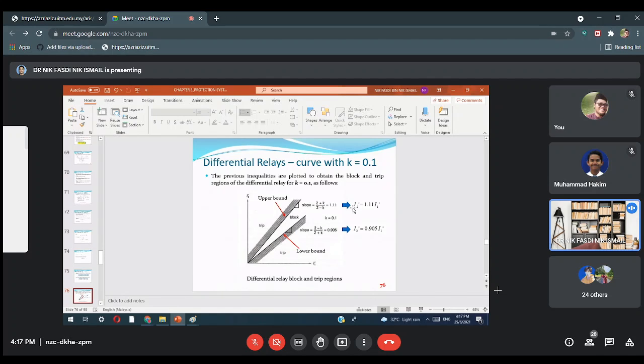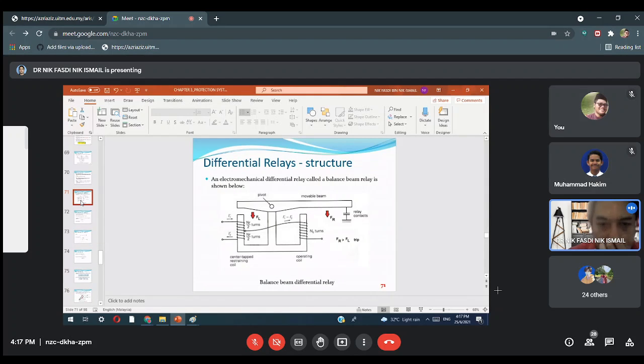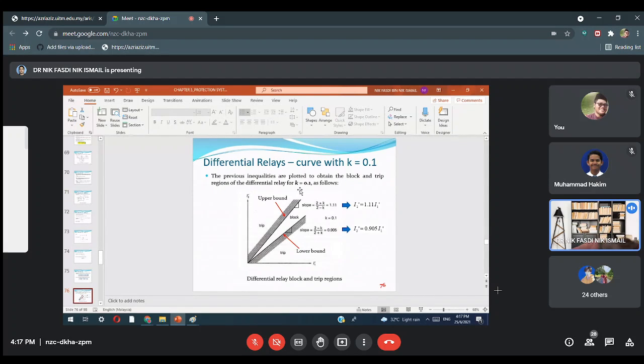In between here is the block region, where it will not turn on. It means if the mismatch between the currents exists in this block region, it will not turn on. However, when the mismatch between the currents exists in the upper bound or lower bound, not in this block region, the relay will trip. Okay, this one is for K equal to 0.1. K can be varied, because K is the ratio between the turn ratios of the coils. So that's why I say K can be varied. For this case, K is 0.1. Right.